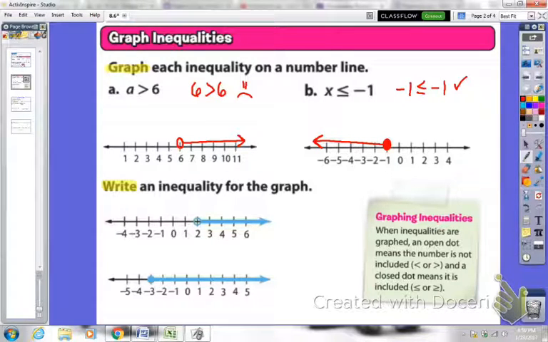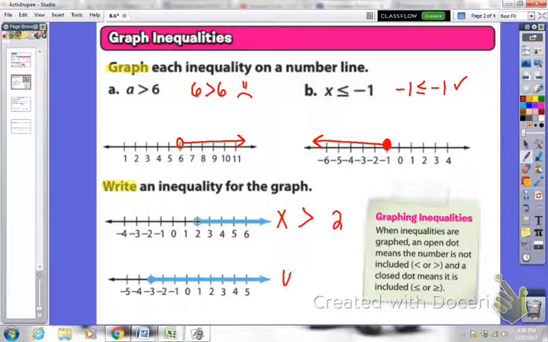The next two, you're going to write an inequality for the graph. So my endpoint number is at 2. I use a variable X. You can choose whichever variable you want. It's pointing to the right, so I have to point my inequality symbol that way. So X represents any number that is bigger than 2, but not equal to 2 because it's an open dot.